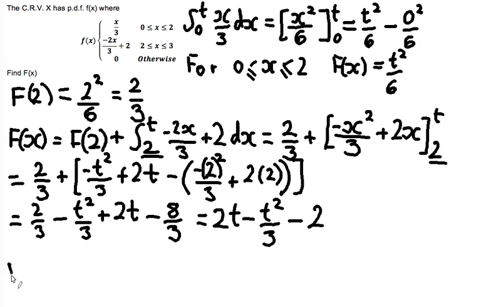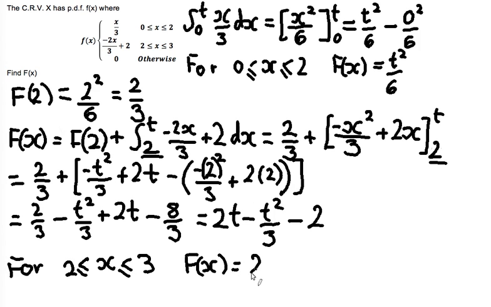And so for the range, making sure I get the range right this time, 2 less than or equal to x less than or equal to 3, f of x is defined as 2t minus t squared over 3 minus 2, and the problem is solved.